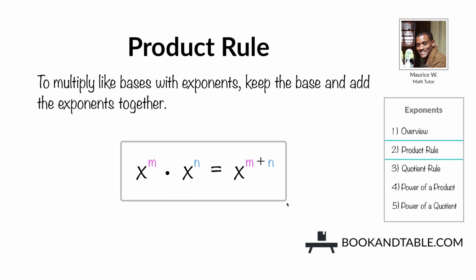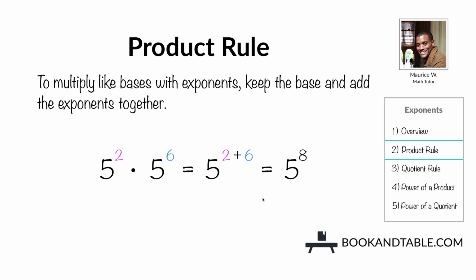What would this look like with a few values plugged in? 5 to a power of 2 times 5 to a power of 6 is equal to 5 to the power of 2 plus 6, our two exponents. 2 plus 6 would give us 8.